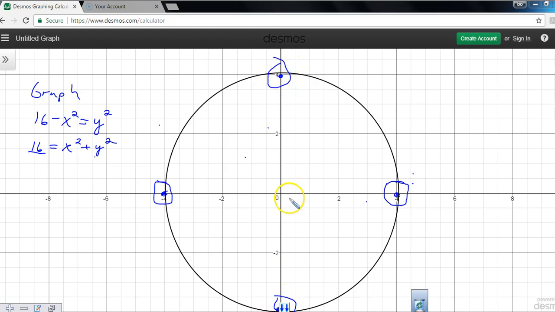So you notice that when we have a circle at the origin, it's going to have 2 x-intercepts and 2 y-intercepts, and they're pretty symmetric about each axis too. All right, so that's kind of the spiel on graphing circles. If they're centered at the origin, it's pretty straightforward.